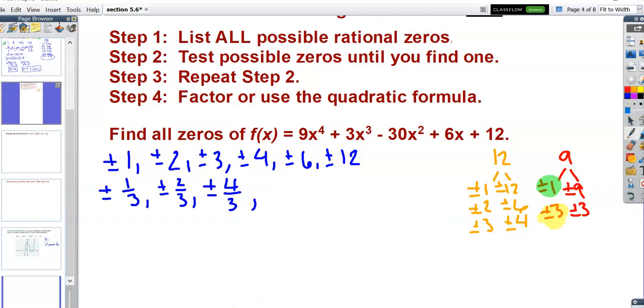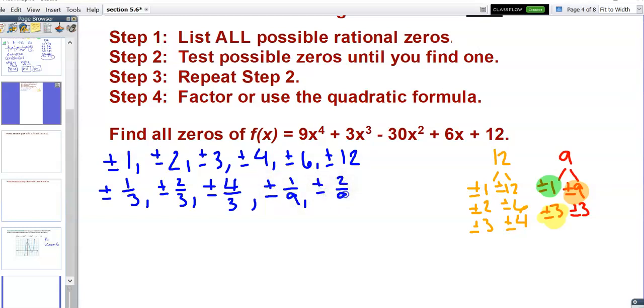So then the last number that we need to look at in the denominator is 9. And write all of those numbers over 9 unless it's a number we already have. So we have plus or minus 1 over 9, plus or minus 2 over 9, 3 over 9 is the same as 1/3, and that's already showing up on our list, plus or minus 4 over 9, 6 over 9 is the same as 2/3, which is already on our list, and then 12 over 9 is the same as 4/3, which is also already on our list. So we've listed out the possible zeros.